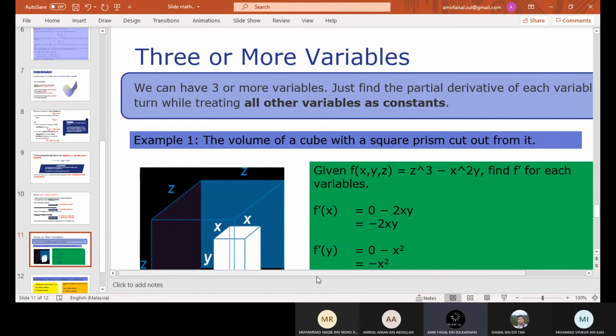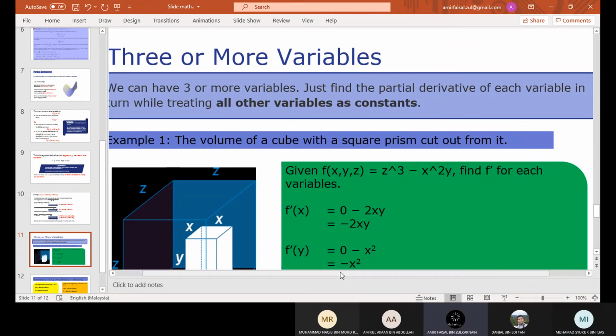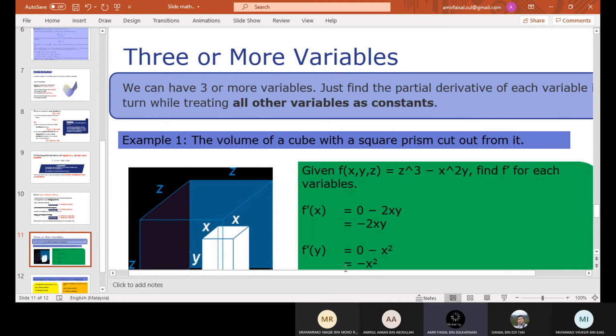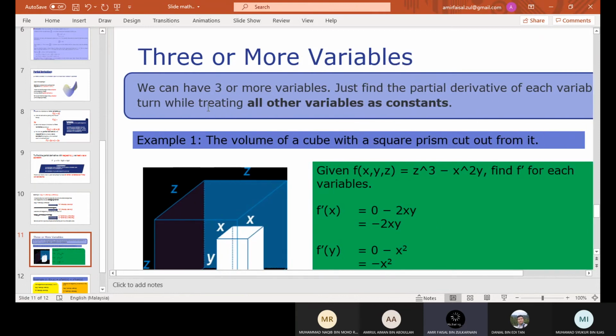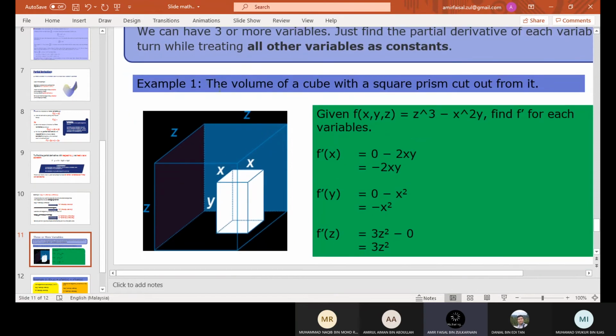Okay, so we move on to three or more variables. As we know, a variable can be x, can be y, can be z. So what happens if we combine three? We can have three or more variables. Just find the partial derivative of each variable in turn while treating all the other variables as constants, such as this.